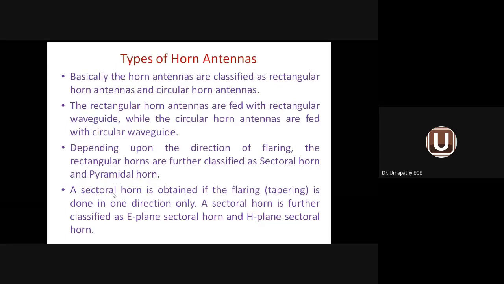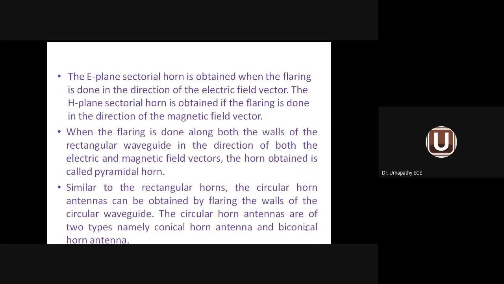The sectoral horn, I can classify further into two types. One is called the E-plane sectoral horn. Another one is called the H-plane sectoral horn. The definition is very obvious. When I do flaring in the E-plane, it is said to be an E-plane sectoral horn. When I do flaring in the H-plane, it is said to be an H-plane sectoral horn. What do I mean by E-plane? Vertical format. What is meant by H-plane? Horizontal format. So when I do flaring in the vertical manner, it is called an E-plane sectoral horn. When I do it in the horizontal manner, it is said to be an H-plane sectoral horn antenna. When flaring is done along both the walls, it is said to be a pyramidal horn antenna.